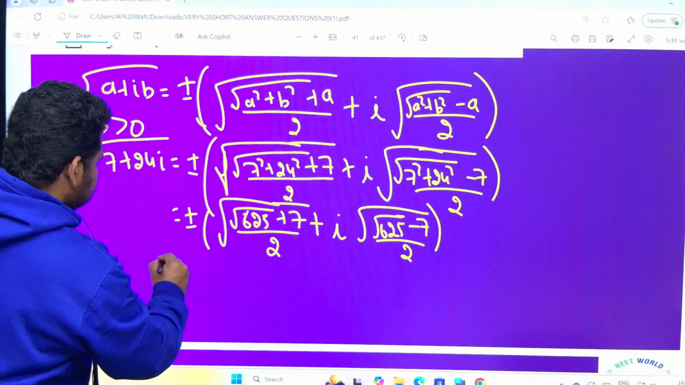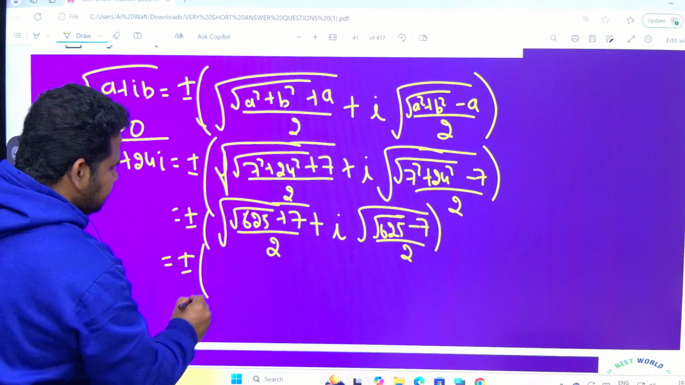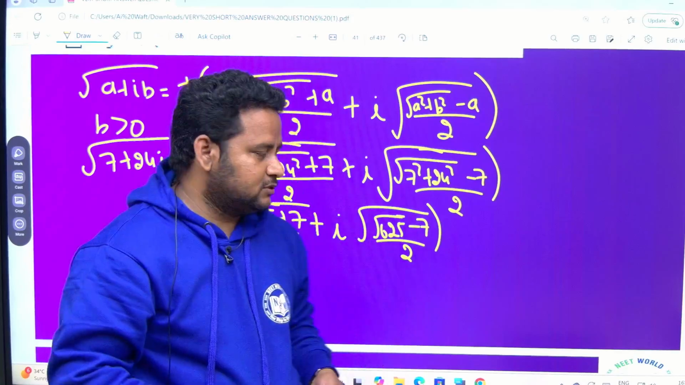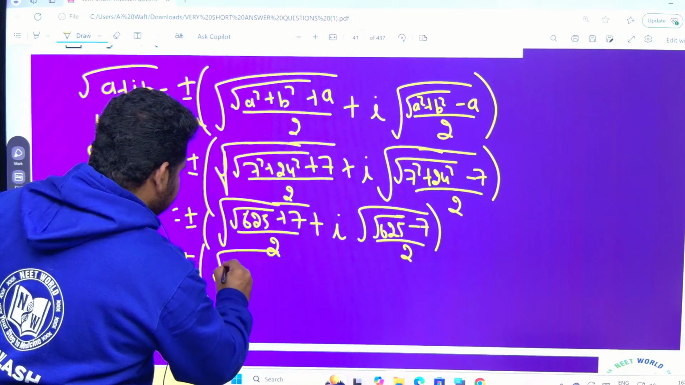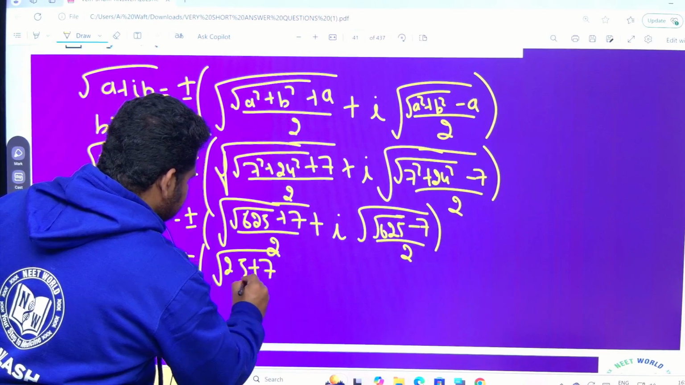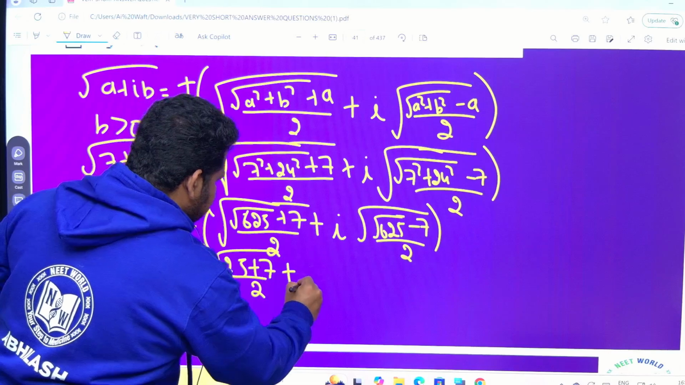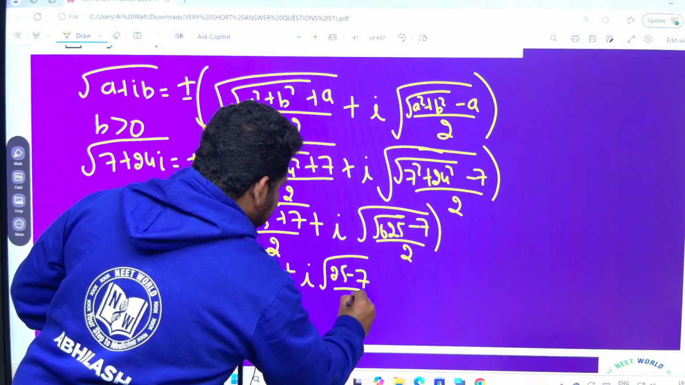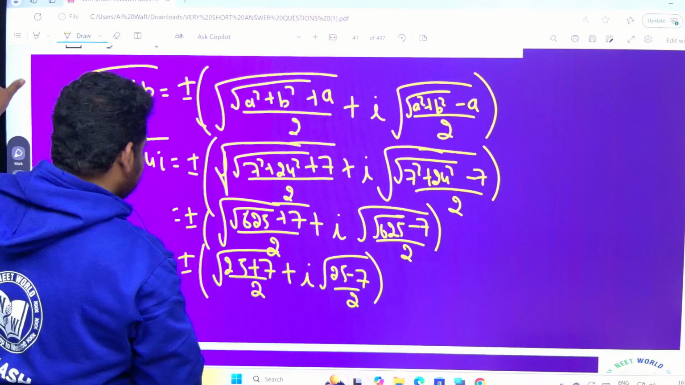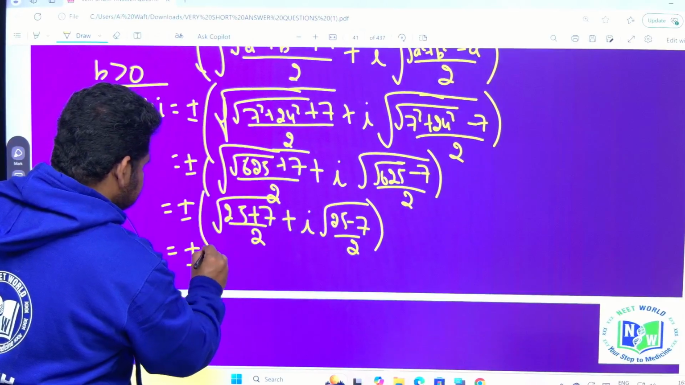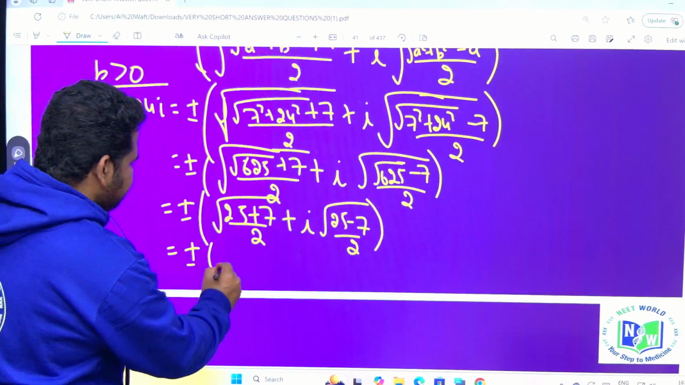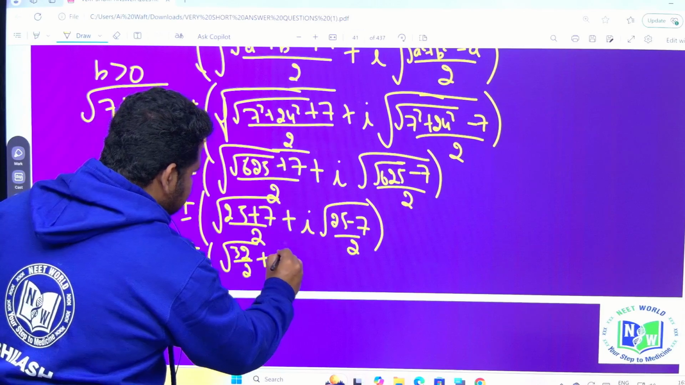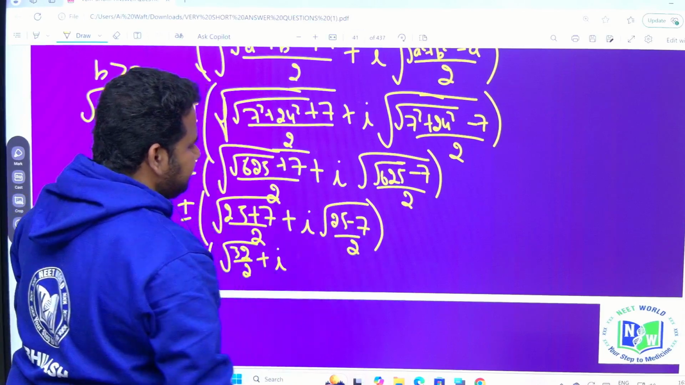So, this will be equal to plus or minus square root of 625 is what? Square root of 625 is 25. 25 square is 625. So, here I have to write square root of 25 plus 7 divided by 2, plus i into square root of 25 minus 7 divided by 2. So, this value will be equal to plus or minus, 25 plus 7 is what? 32. 32 divided by 2, plus i into square root of 25 minus 7. 25 minus 7 is what, friends?